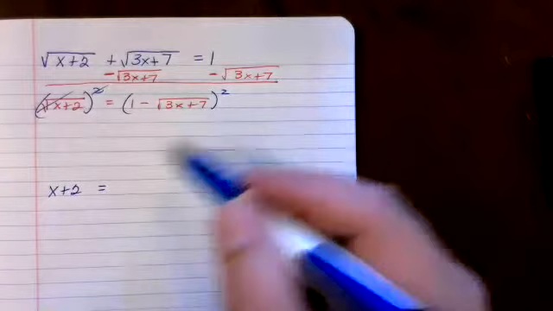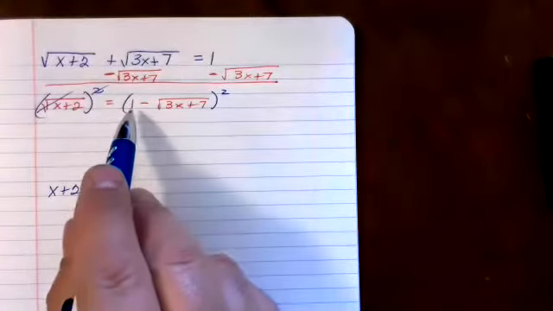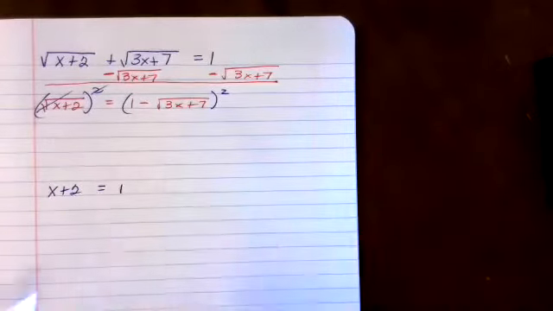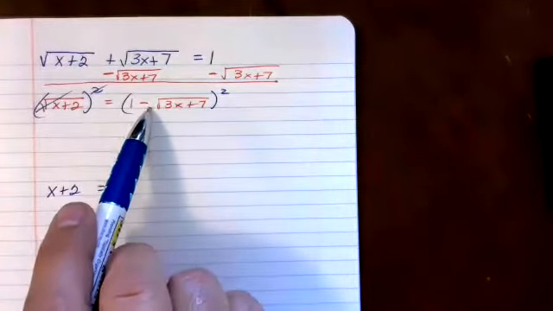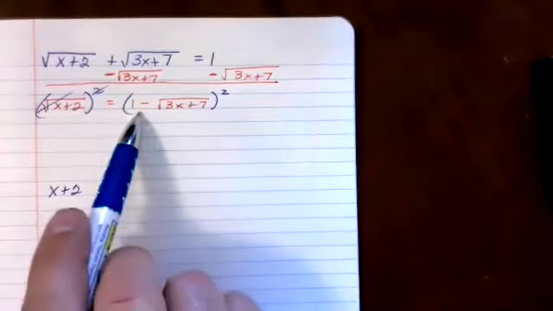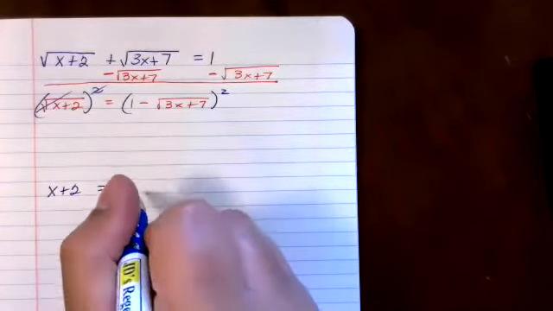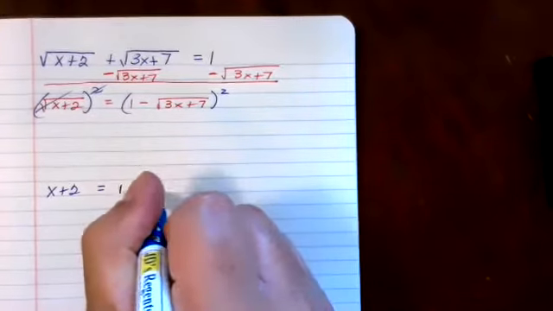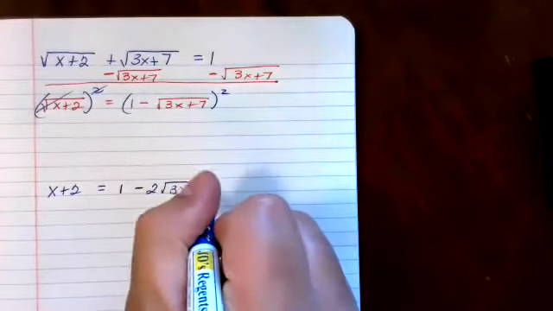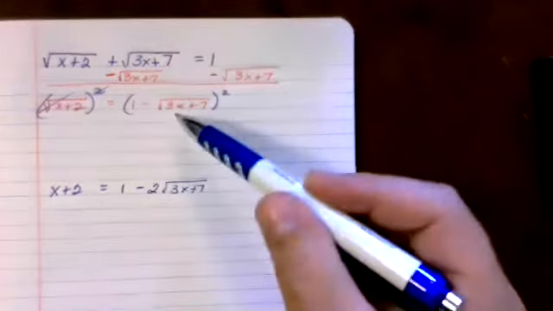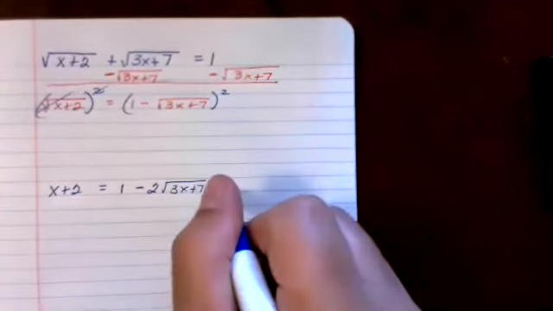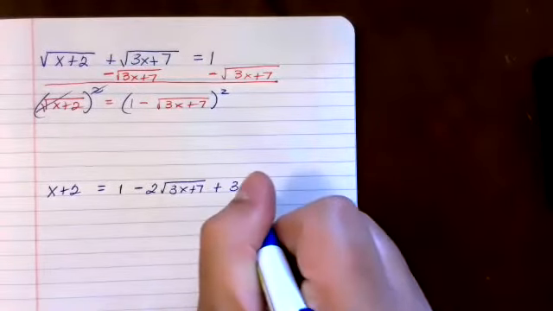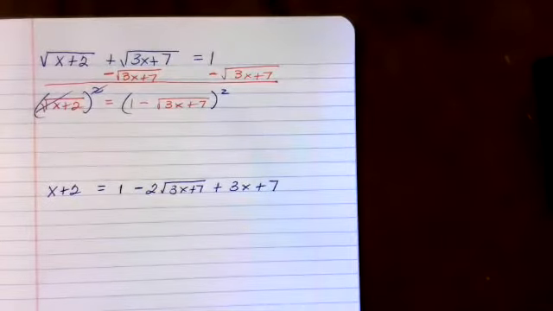So I'll do the binomial squared, and then I'll show the work here. It's my first term squared, so that would be 1. 1 squared is 1. I multiply these two, which is just negative radical 3x plus 7 times 1, and double it. So it would be minus 2 radical 3x plus 7. And then I square this term. Well, if I square a radical, that's just going to give me plus 3x plus 7.